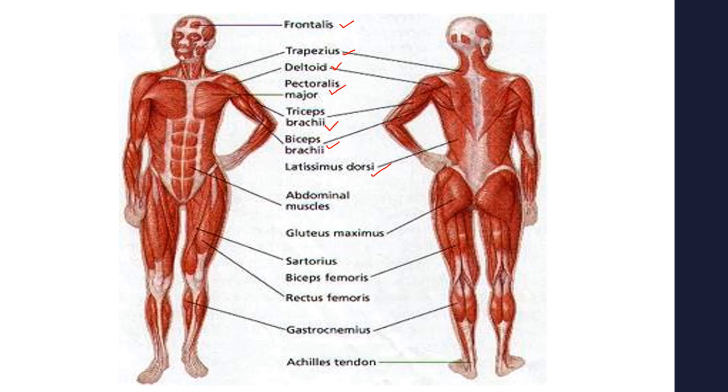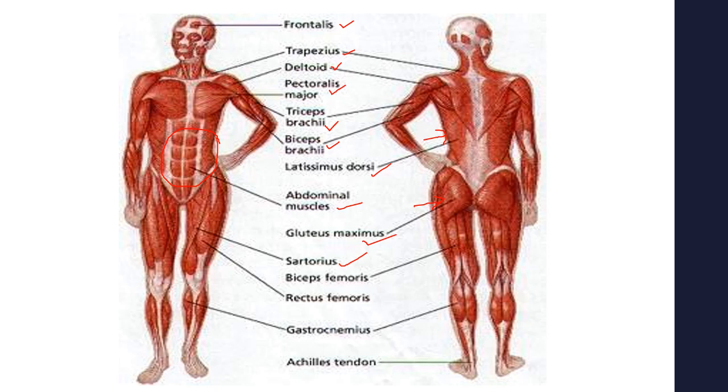We also have the latissimus dorsi, which is the broadest muscle of the back. When you see the back of your body here, the latissimus dorsi is literally the broadest muscle of the back, and one of the widest that we have, mostly responsible for our upper body movements. Then you have your abdominal muscles at the abdominal cavity area, and then the gluteus maximus, which is literally your butt.